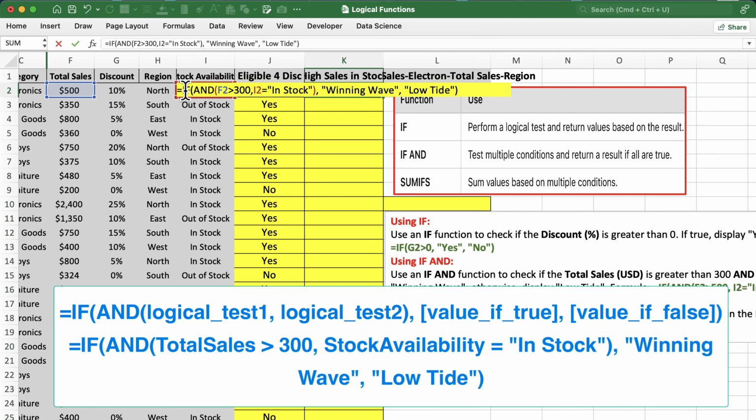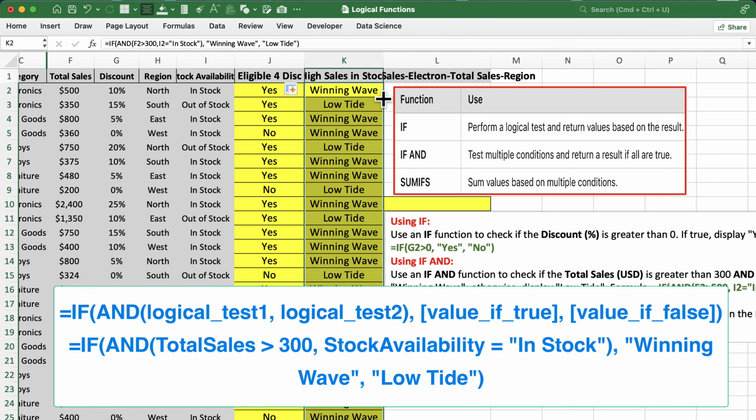I am using this formula, which uses a combination of IF and AND: F2, which is total sales, is greater than 300, and I2, which is about stock availability, is equal to in stock. If these two conditions are met, which means if the sales value is greater than 300 and if it is in stock, then return winning wave. Otherwise, return low tide. When I hit enter, it gives us winning wave. I will copy this formula to all other cells.